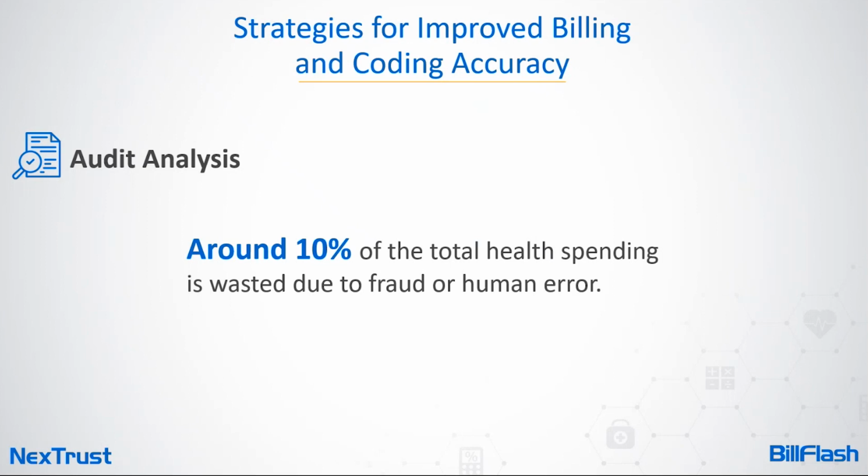And then identifying discrepancies. By regularly analyzing our audit trails, we can spot unusual patterns or discrepancies that may indicate errors or even fraudulent activity. Early detection is vital for maintaining the integrity of the billing and coding process.